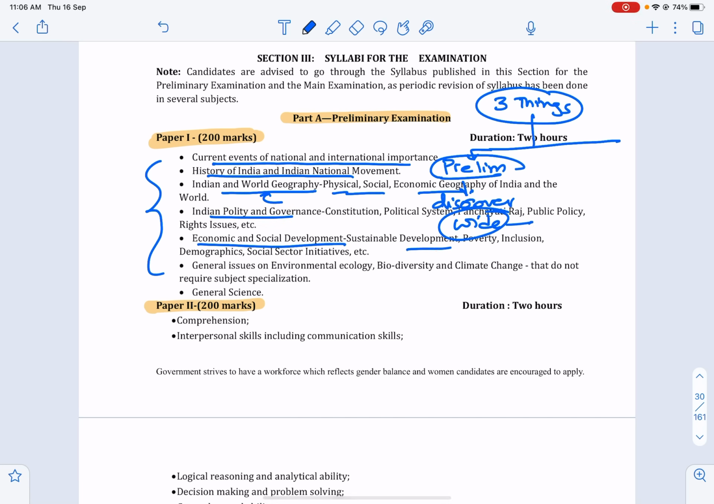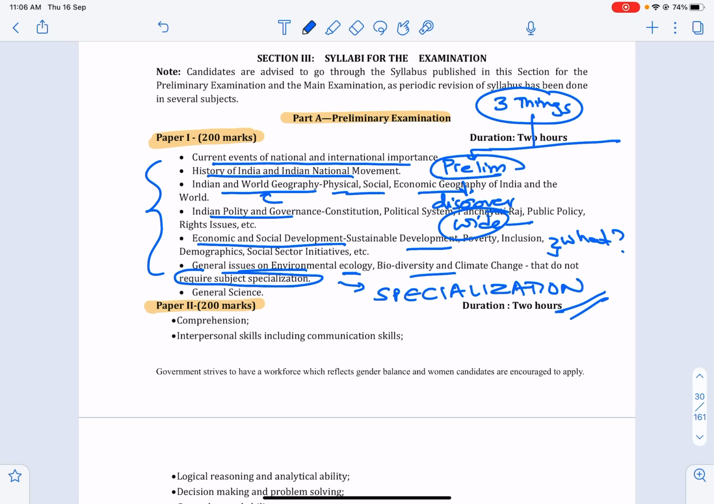Economic and social development, again wide. And what to study here, right? That is also a question. And then general issues of environment, ecology, climate change that do not require subject specialization. Here it is somewhat specific in telling you that you do not require any specialization, meaning that these are general knowledge kind of things that the UPSC is going to ask you. So first, try to understand that prelims does not have a very specific syllabus. The prelims study that you need to do really has to come from the main syllabus only.